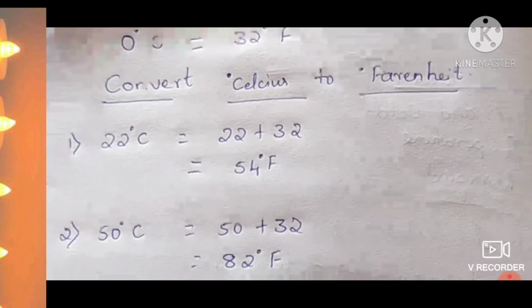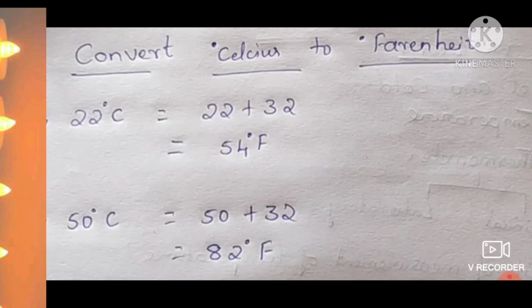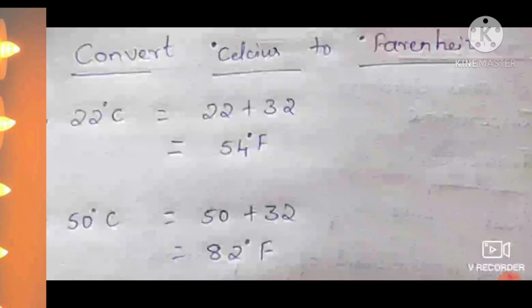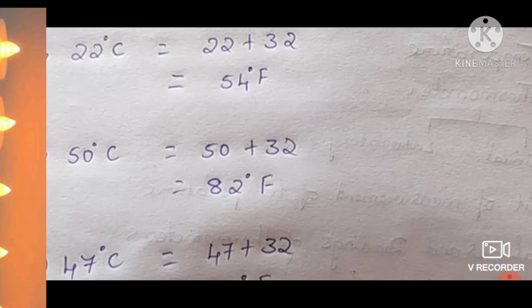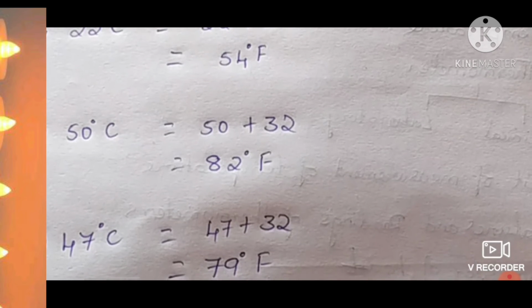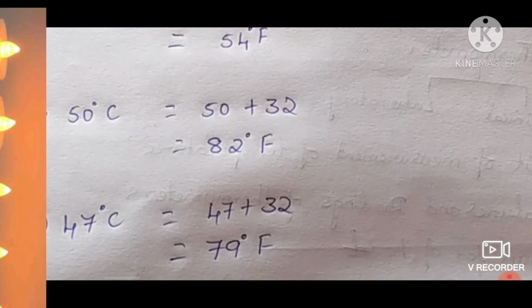Here I have written a few examples which you can go through now. If we take 22 degrees Celsius and want to convert it into Fahrenheit, then 22 plus 32 is equal to 54 degrees Fahrenheit. In the same way, 50 degrees can be converted to Fahrenheit when we add 32, and it will be equal to 82 degrees Fahrenheit.